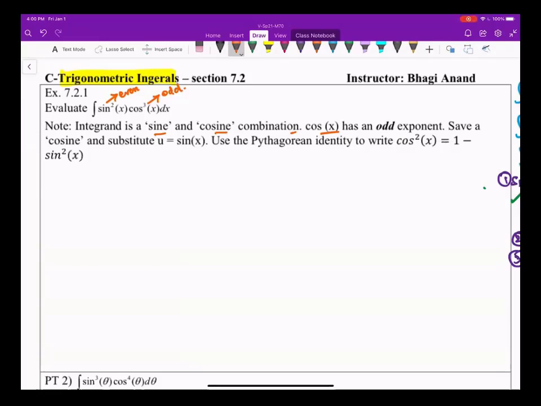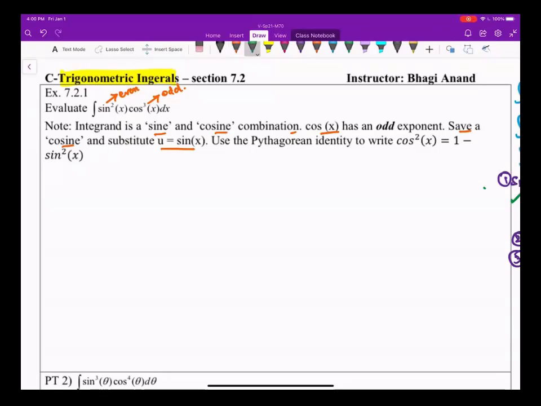Then that means you have to save one of the cosines. So cosine cube is made up of cosine times cosine times cosine. Three of the cosines are getting multiplied. One of the cosines you are going to save, then you're going to substitute the other trig function that is involved in the problem, which is sine x. Then you will also be using the Pythagorean identity, cosine square x equal to 1 minus sine square. So let's use all the information that is there.